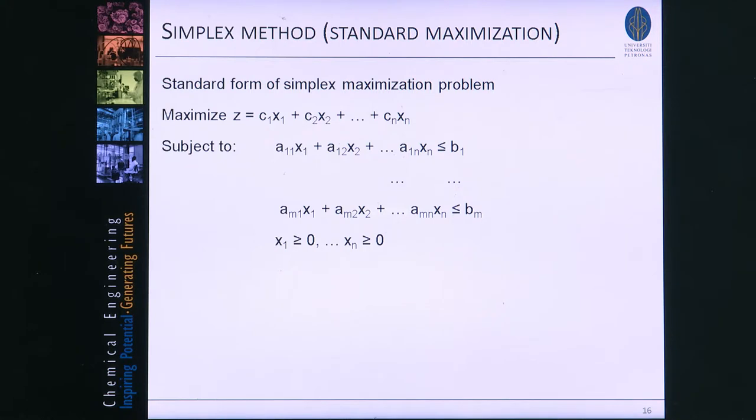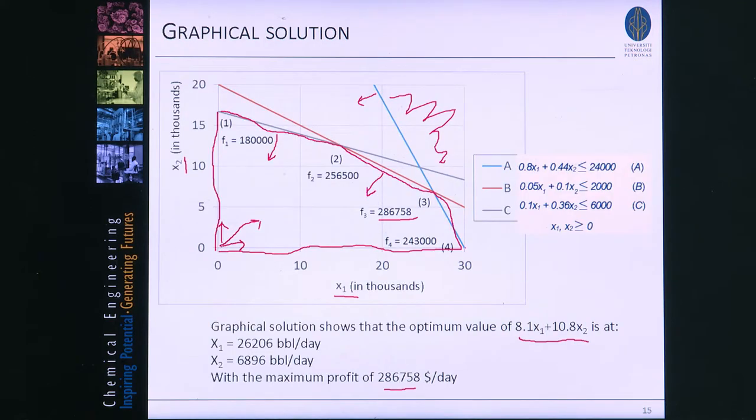The simplex method corresponds to the standard maximization problem, so anything that we have to maximize. It's a bit different from the standard optimization problem where we have to minimize. In this simplex method, the standard form is about a maximization problem. So we want to maximize things, just like what we have over here. We want to maximize this away from 0, 0.